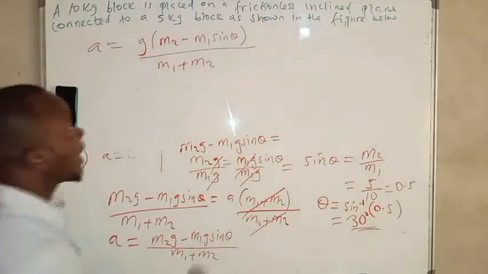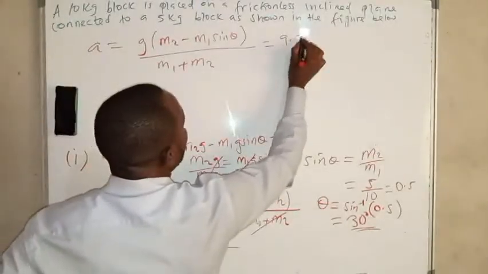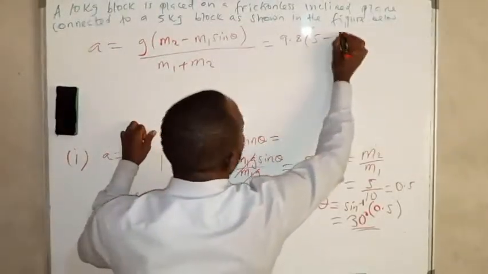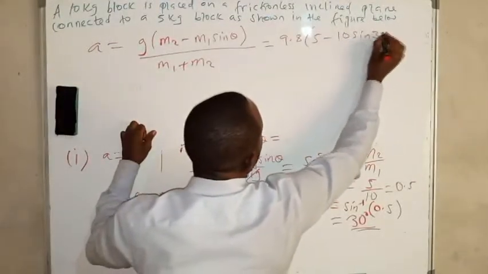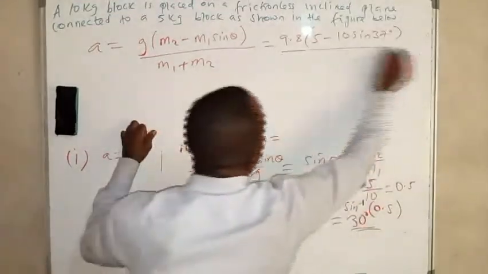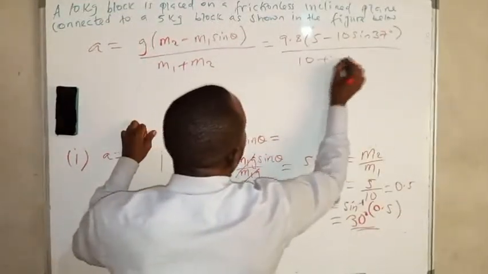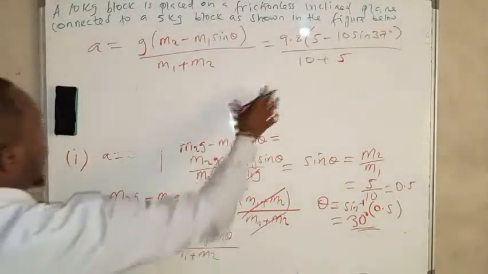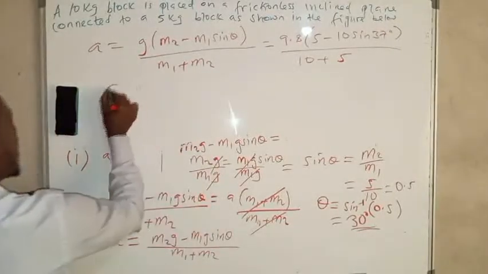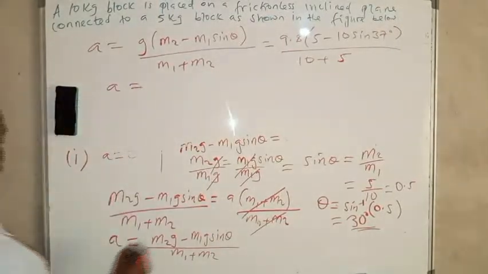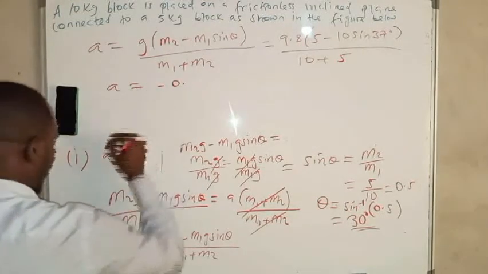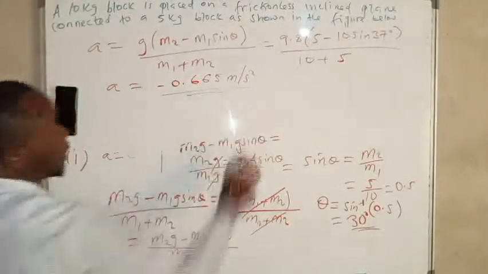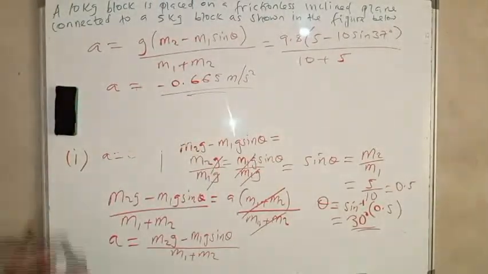So from here, let's plug in the values. We have 9.8 times 5 minus 10 sine 37 degrees over 10 plus 5. If we punch this on a calculator, the value of a will be negative 0.665 meters per second squared. So this is the value for the acceleration of the blocks.